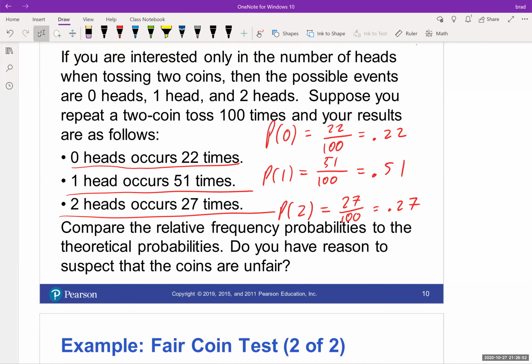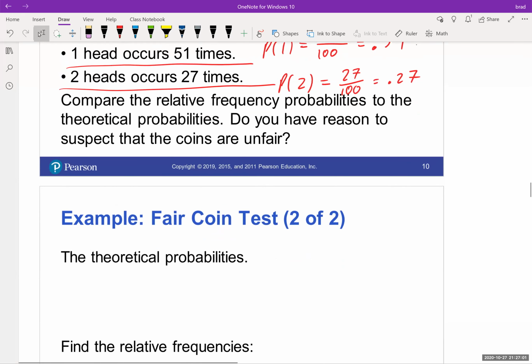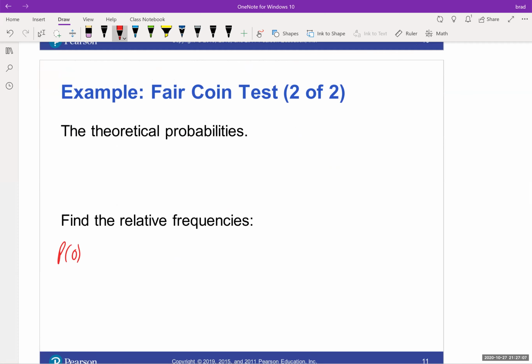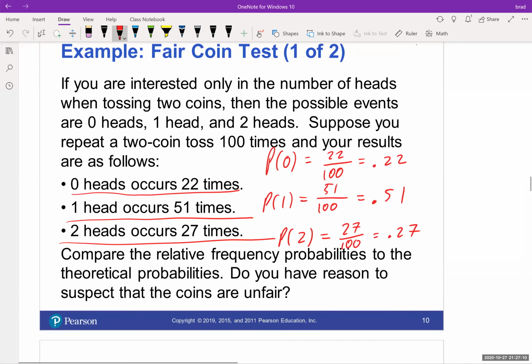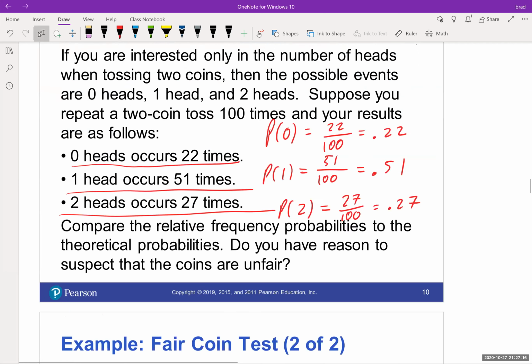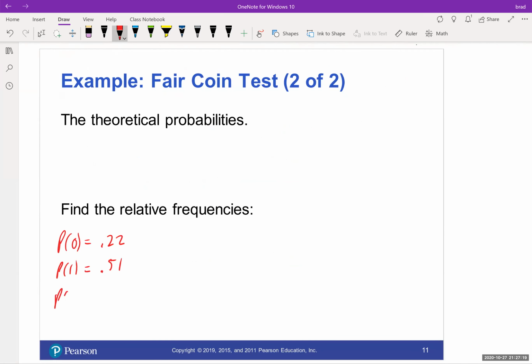So now they say, compare the relative frequency probabilities to the theoretical probabilities. Do you have a reason to suspect the coins are unfair? So now let's think about this. We found the relative frequency says that the probability of 0 heads was 0.22, the probability of 1 head was 0.51, and the probability of 2 heads was 0.27, okay? So that's when we did the experiment and we flipped it, we actually got these probabilities. Now let's do what theoretical says.